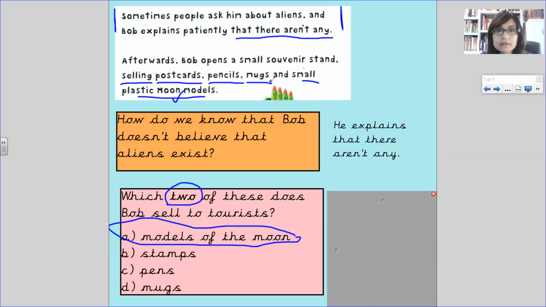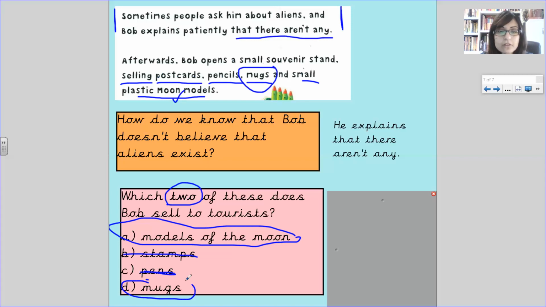Does he sell stamps? Postcards, pencils, mugs? No, he doesn't sell stamps. Does he sell pens? He sells postcards, pencils, mugs. Nope, he doesn't sell pens. Does he sell mugs? Let's have a look. Again, he sells postcards, pencils, mugs. There we go, he sells mugs.